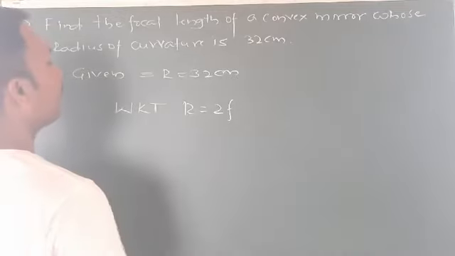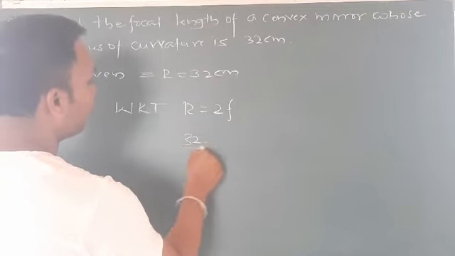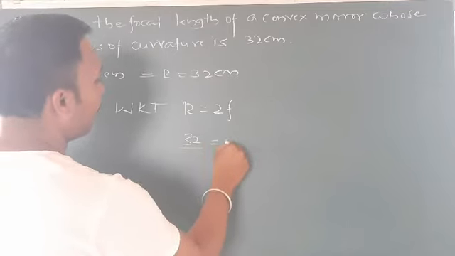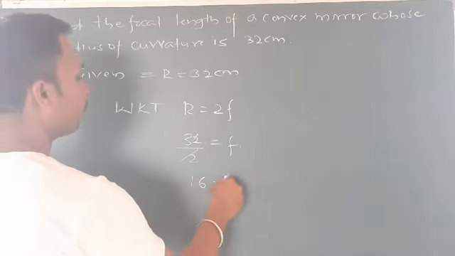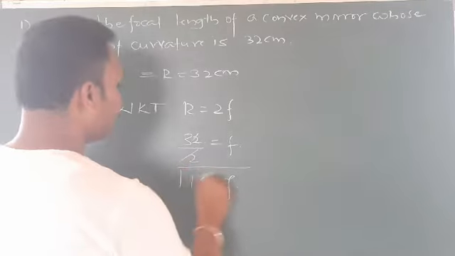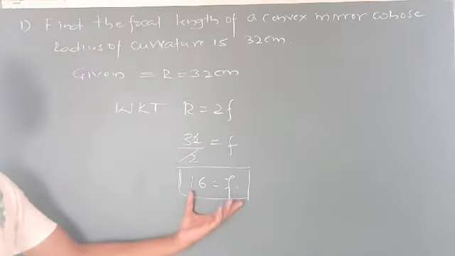So we need the focal length. This becomes r, which is given as 32 centimeter. Now this 2 we can take to this side, so f is equal to 32 by 2. Two 16s are 32, so f is equal to 16 centimeter. Okay, f is equal to 16 centimeter.